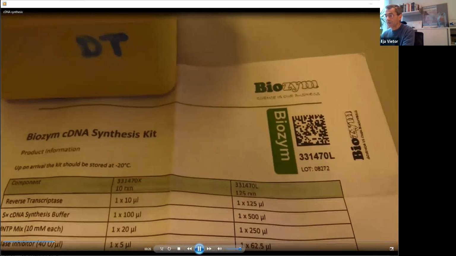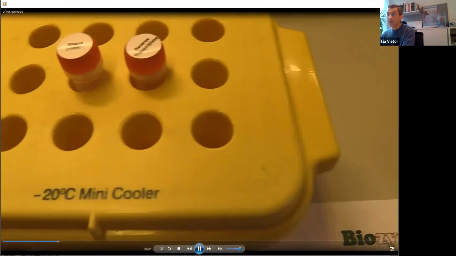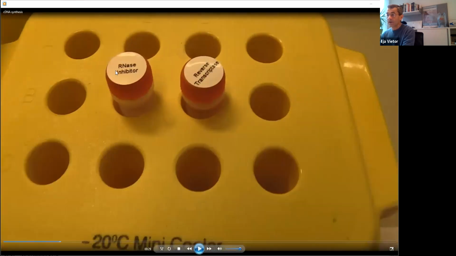And two parts of the kit, mainly RNase inhibitor and reverse transcriptase, are kept at -20 because this is an enzyme which is very sensitive to higher temperatures. So you always have to remove it from the freezer for a very short time, just add to your samples and put back.